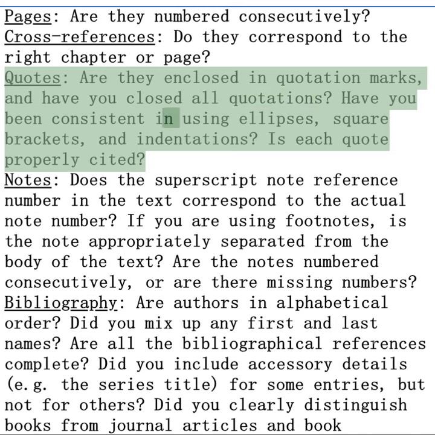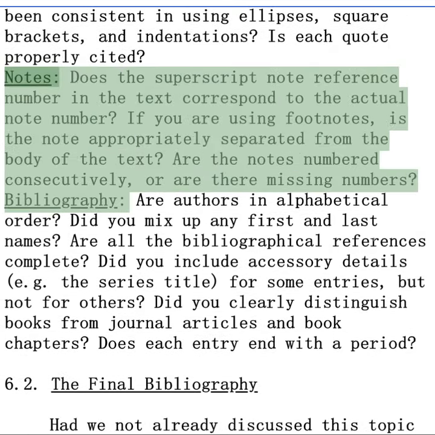Have you been consistent in using ellipses, square brackets, and indentations? Is each quote properly cited? Notes: does the superscript note reference number in the text correspond to the actual note number? If you are using footnotes, is the note appropriately separated from the body of the text? Are the notes numbered consecutively, or are there missing numbers?